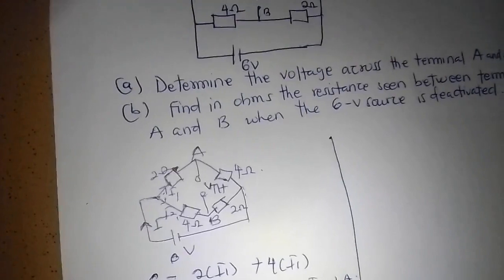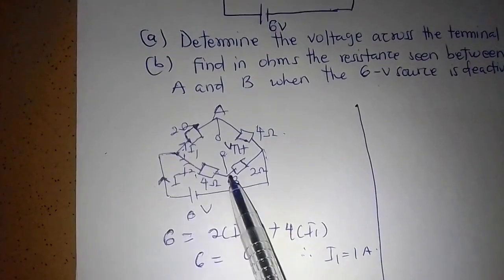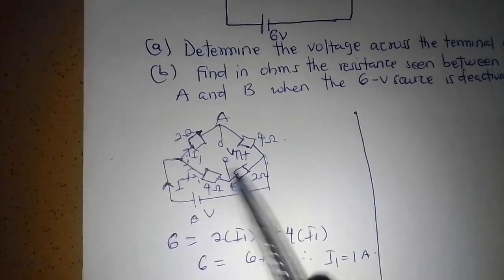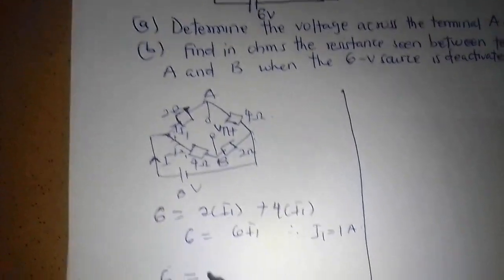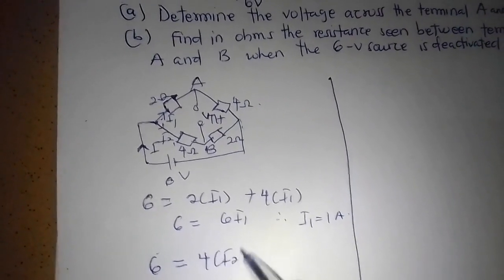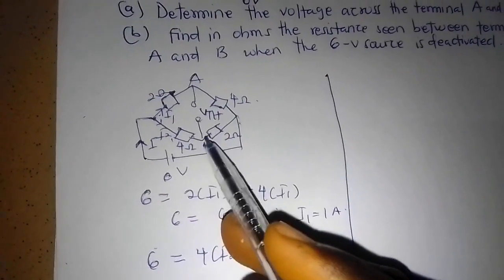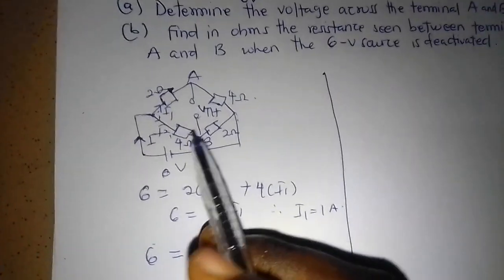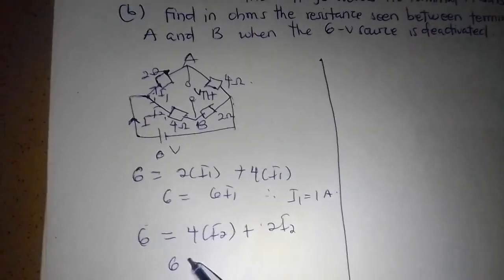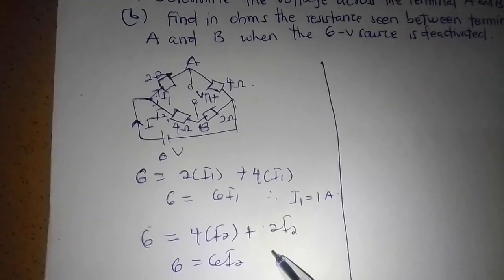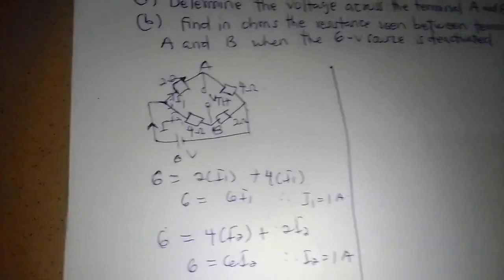Now let me form another loop here, that is here, move up, then I'll come down. It's also a complete loop. My total voltage is 6 and the voltage drop here is 4I2 plus 2I2. The same current will pass through here, since no current will pass here. There is infinite resistance here, so that will be 2I2. So 6 will be equal to 6I2. Therefore I2 is equal to 1 ampere.